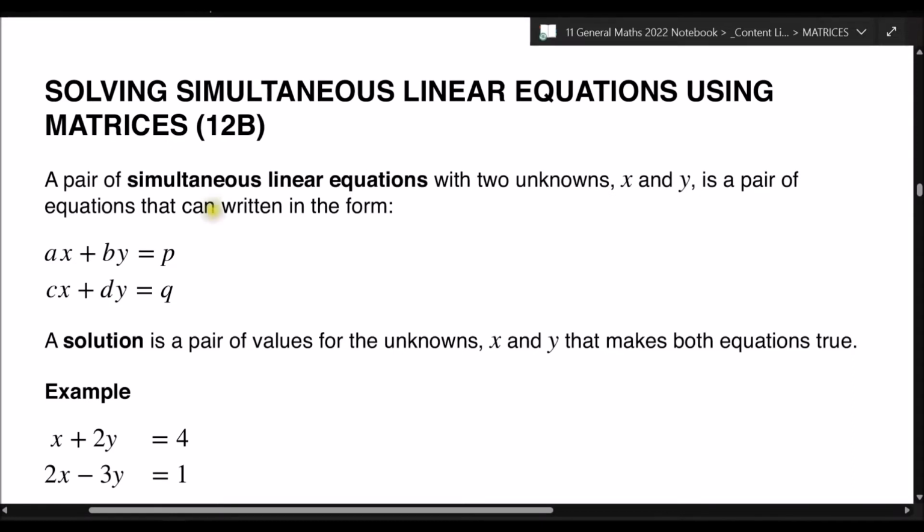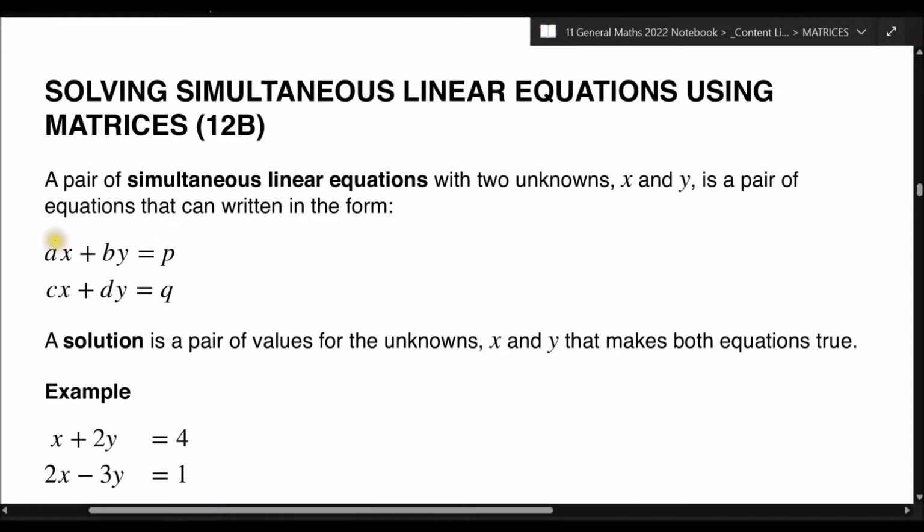So a pair of simultaneous linear equations with two unknowns, x and y, is a pair of equations that can be written in this form. So we haven't really done simultaneous equations before in year 10, I believe, or at least for some of the topics. But in this topic, we're just going to learn how to solve them. So we're not going to be drawing them or anything like that, just solving what the unknowns are going to be. So two equations, simultaneous, and finding the unknowns.